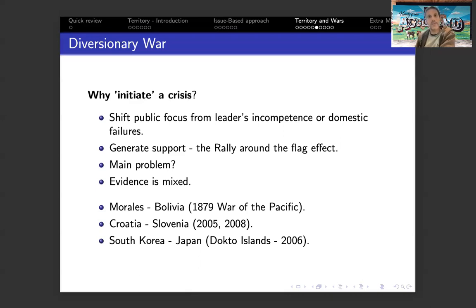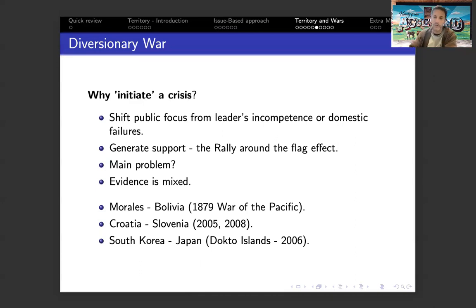South Korea and Japan intensified their dispute over the Dokdo Island back in 2006, when the Korean leader, already facing dropping approval ratings, also had the prospect of an upcoming election at the time. That allowed the leader to highlight the external threat over those islands, instead of thinking about the loss of approval back home. Now, all that is just background to the diversionary war theory.